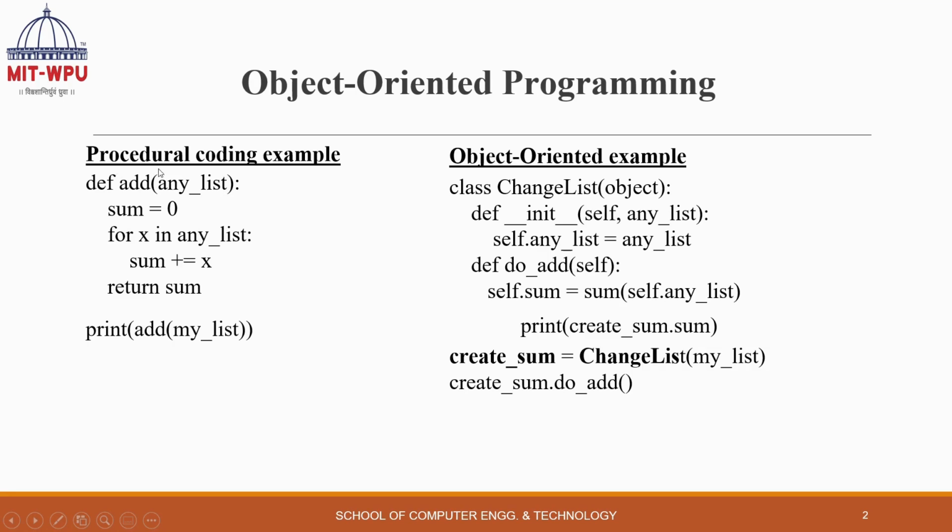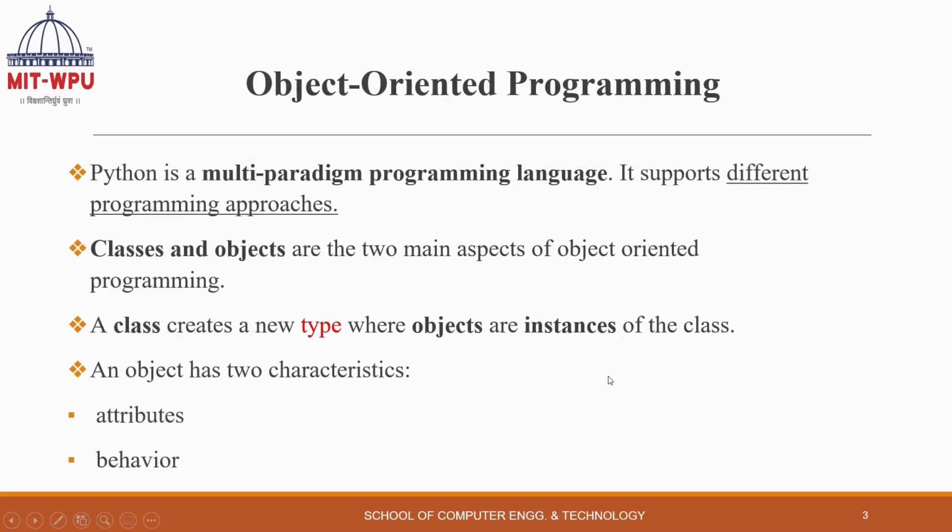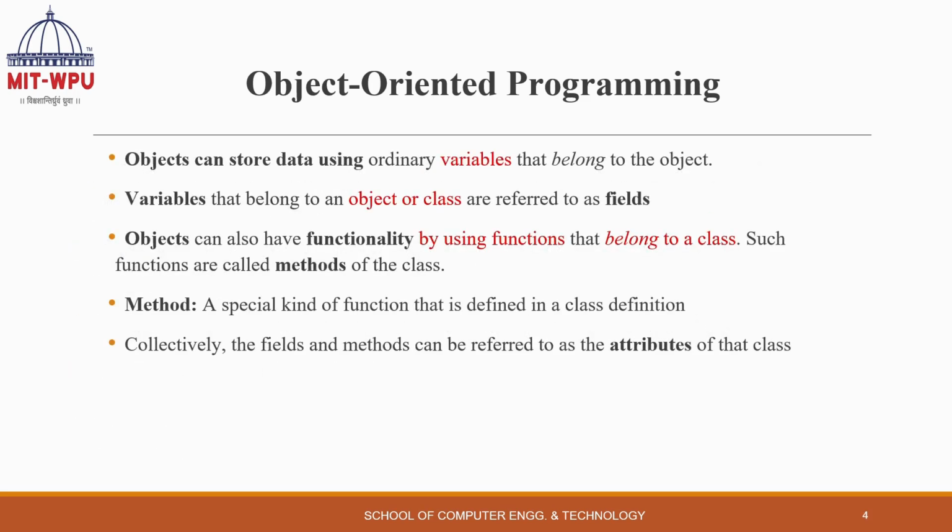Let's talk about how the code looks different in procedural programming, like here, and in object oriented programming the code looks something like here. So the code will consist of classes and objects. Object oriented programming supports different programming approaches, like we have studied. All programs in object oriented programming consist of classes and objects. A class allows you to create a new data type, and an object has two characteristics, attributes and behavior. Remember, the important thing about objects is that objects are mutable.